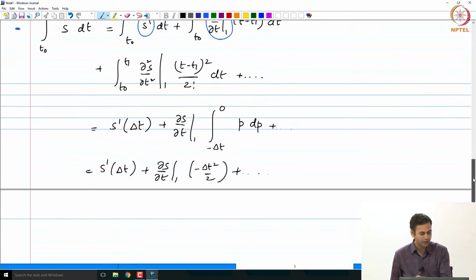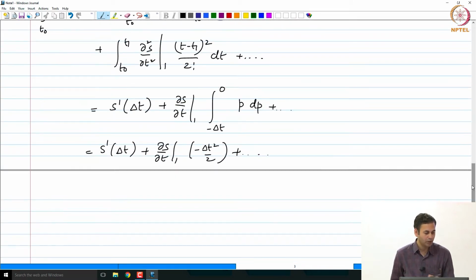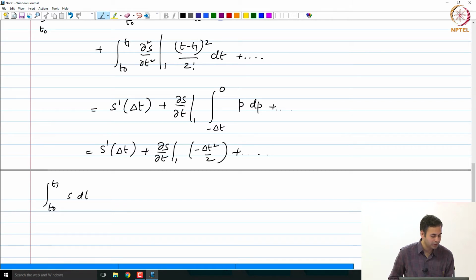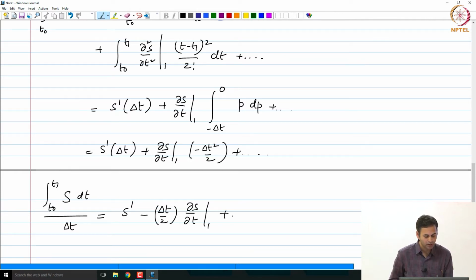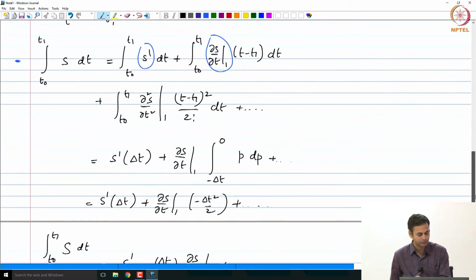Fine. So, essentially if you go back, what we are interested in actually is an average value, right. That is nothing but integral T0 to T1 S dt upon delta t, right. That would be the average value. That is what we are interested in the equation that we have already derived. So, what would this lead to? We are dividing the entire equation with delta t, right. This would leave us with S1 minus delta t by 2 times partial S partial t 1 plus and so on. Is that correct?